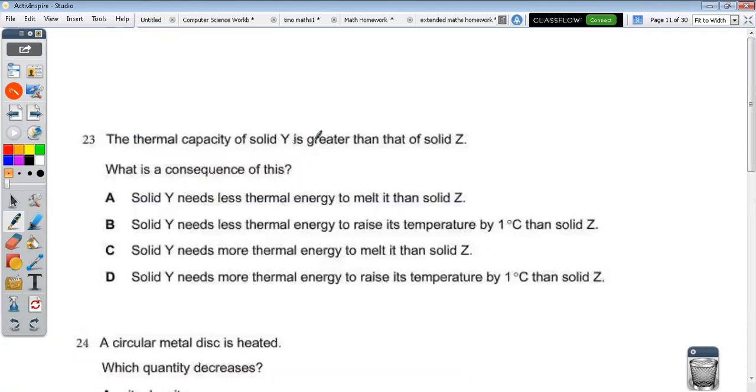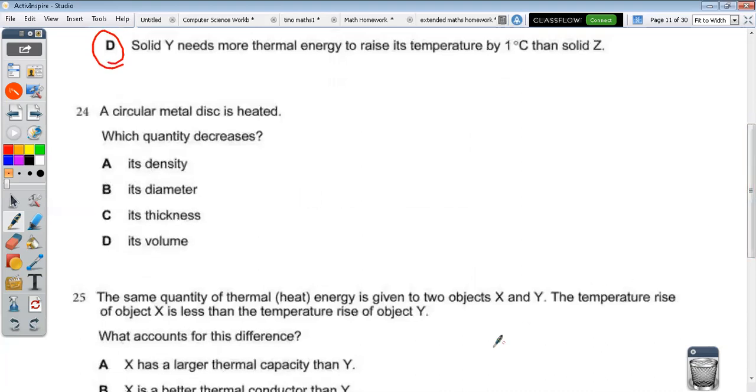Thermal capacity of solid Y is greater than solid Z. What is the consequence of this? So what's the best answer? Think of what we've been talking about. D. Thermal capacity of Y is greater than Z, which means Y needs more thermal energy to raise the temperature by 1 degree than Z. Clear?